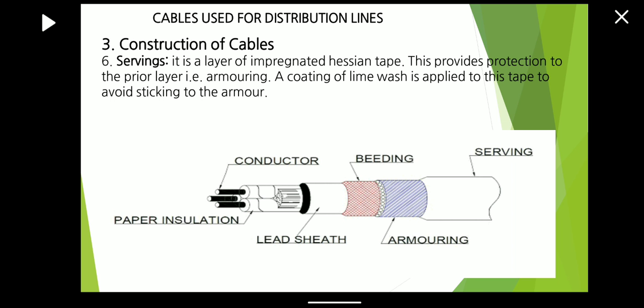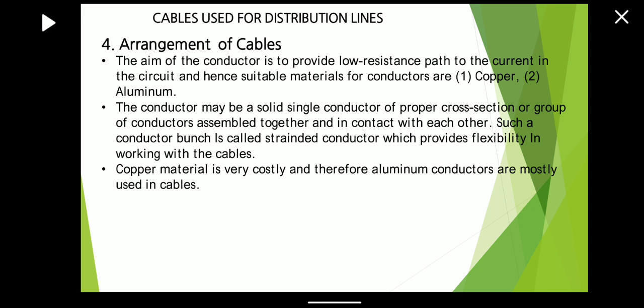The figure shows the construction. First layer is the conductor or core. Then the second layer is paper insulation. Then the third layer is the metallic sheath or lead sheath. Then beading. The next layer is armoring, and the last one is the serving. Next is arrangements of cable.